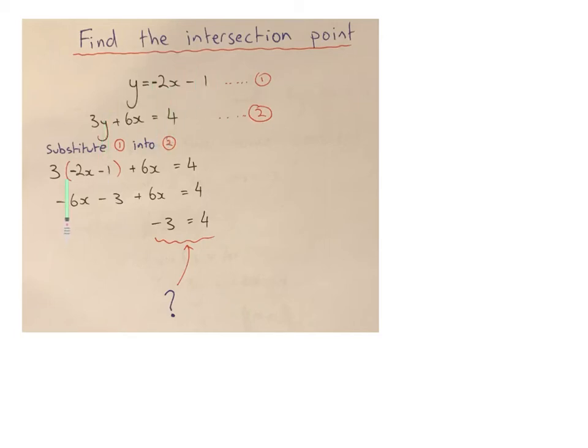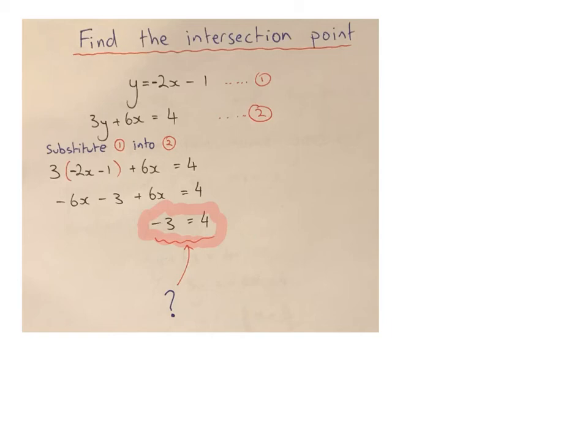So I'm going to write this expression for y in my second equation. So here's 3 times what y is equal to, plus 6x equals 4. Now expanding here, I have minus 6x minus 3 plus 6x equals 4. Collecting my x's, I get 0x, and I'm left with minus 3 equals 4. Whoa, what does this mean? Well, that's not true. That's false. So something's gone wrong here.